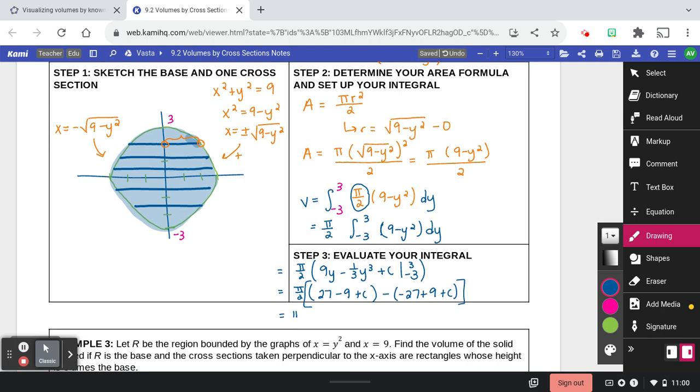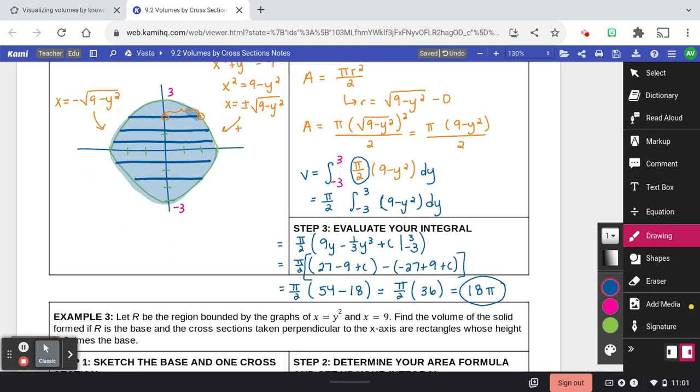And then I'm just going to get pi over 2 times 27 plus 27 is 54, minus 9 minus another 9 makes 18, which equals pi over 2 times 36. And if you divide 36 by 2, you get 18 pi. So the volume of this figure would be 18 pi.